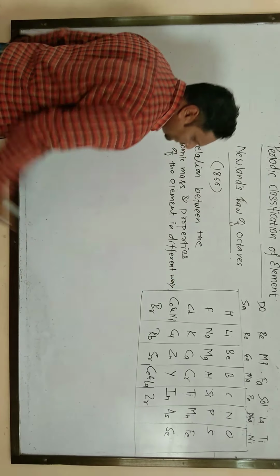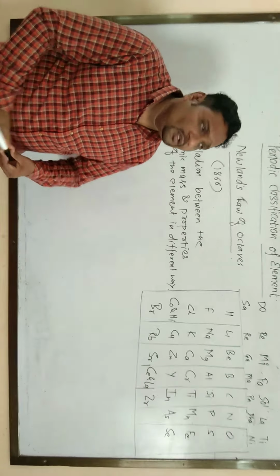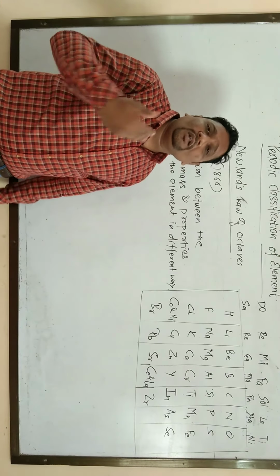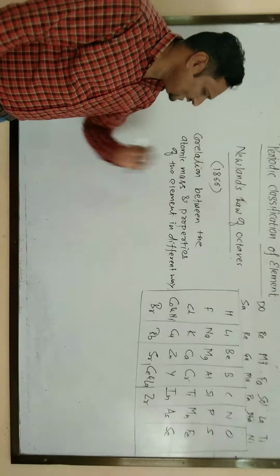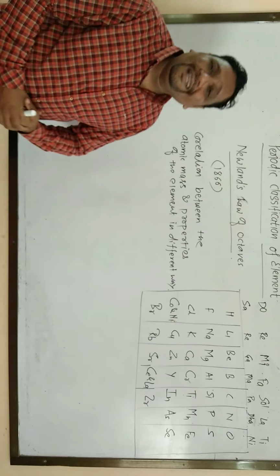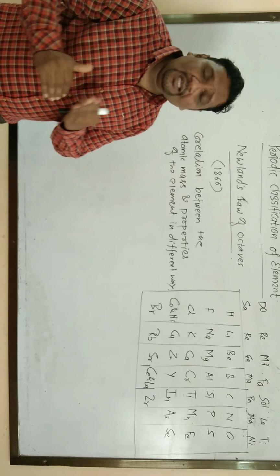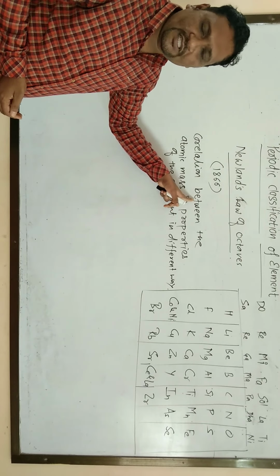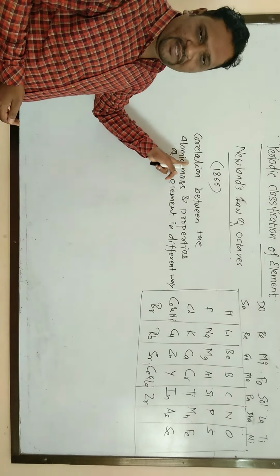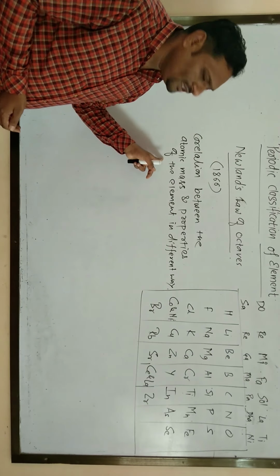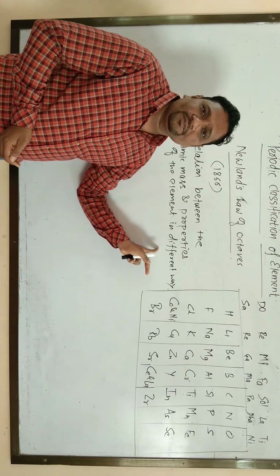Okay, I repeat again. John Newlands put forth the law of octaves in 1866. He was an English scientist. He suggests the correlation between the atomic mass and the properties of the elements in a different way.